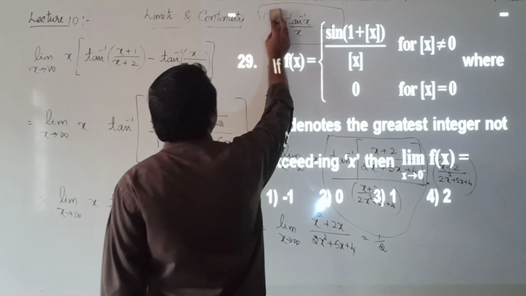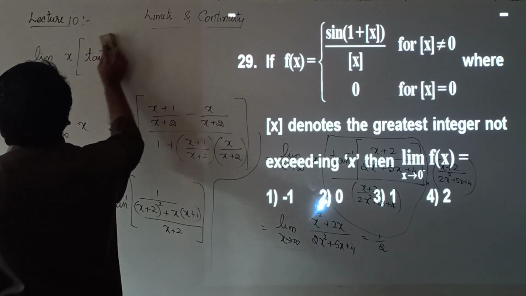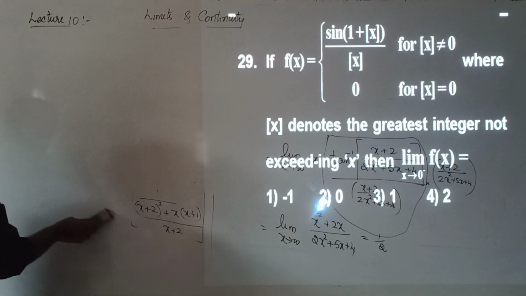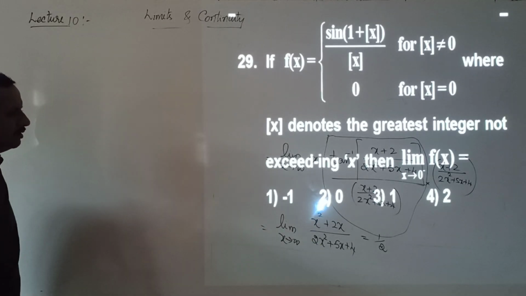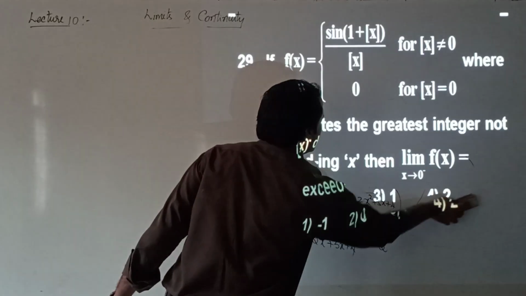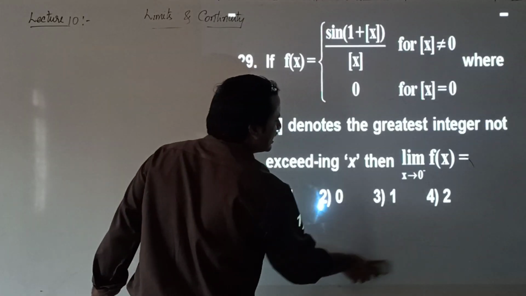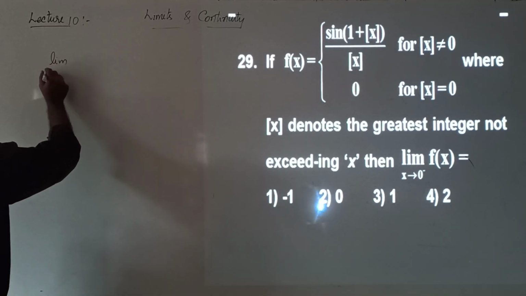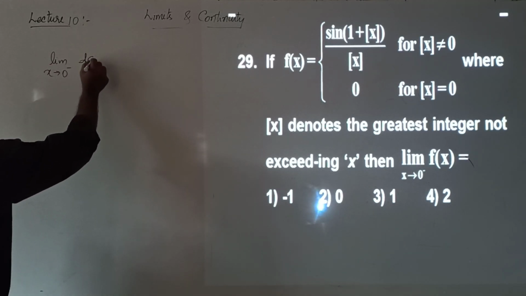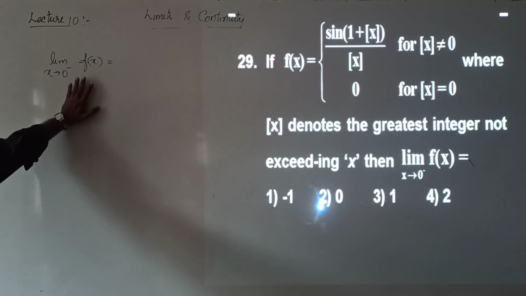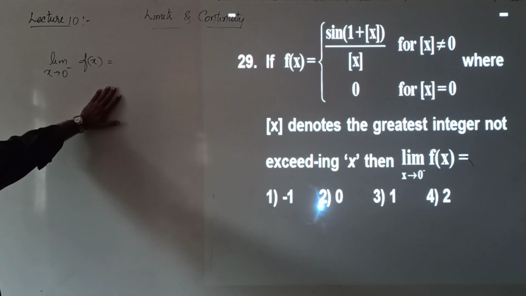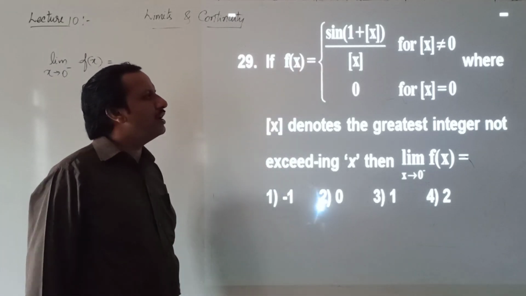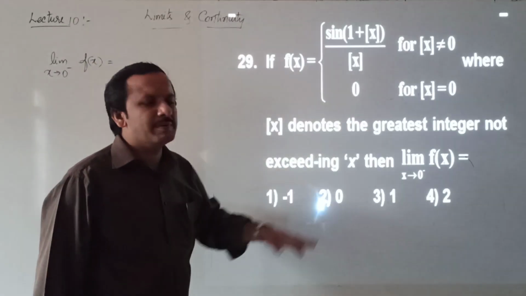Next question, 29. If f of x is equal to sine of (1 plus [x]) by [x] when [x] not equal to 0, and it is 0 whenever [x] is equal to 0, where [x] denotes the greatest integer not exceeding x, then limit x tends to 0 minus f of x is equal to. Okay, we are asked to find out the value of this. Left hand limit as x approaches 0. Limit x tends to 0 minus, x is approaching 0 from left side.